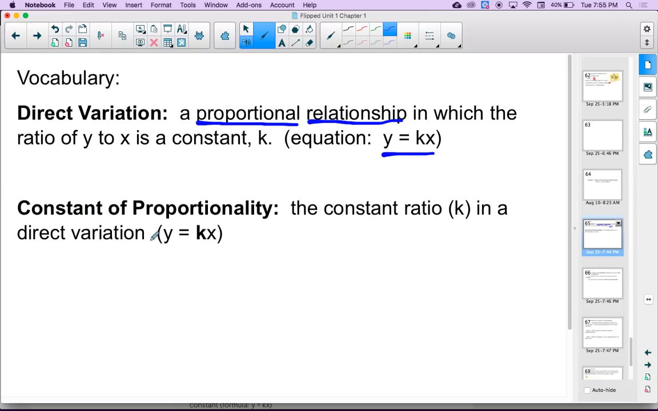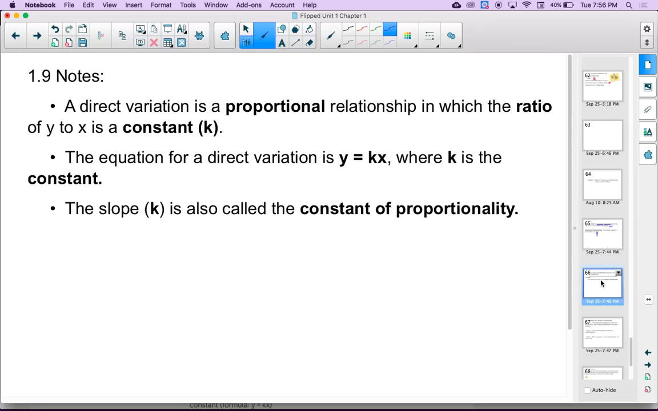Constant of proportionality. This is your other new vocab word. We did talk about this briefly in the enrichment video for 1.6. The constant of proportionality is the constant ratio we talked about right here. It's that constant ratio k in a direct variation. So the k in our equation is called the constant of proportionality. The proportional relationship itself is called the direct variation. Okay, so work with those words a little bit. Try to use them in a sentence. Let's keep going with our notes.